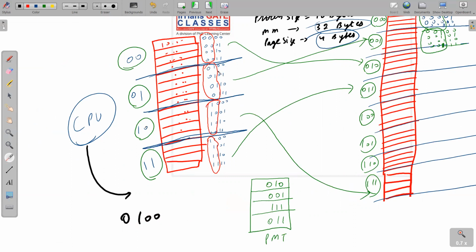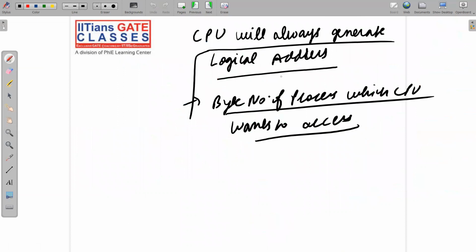Now, where is this fifth byte actually stored? It is stored here. Are you getting it? And please see this, this entire page is stored in main memory as it is. So we want to access this. Where has it been stored? In 001. So basically what we are going to do is, CPU generated address is a logical address. I have told you, CPU always generates a logical address.